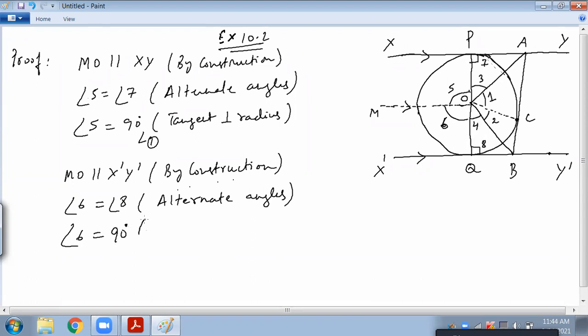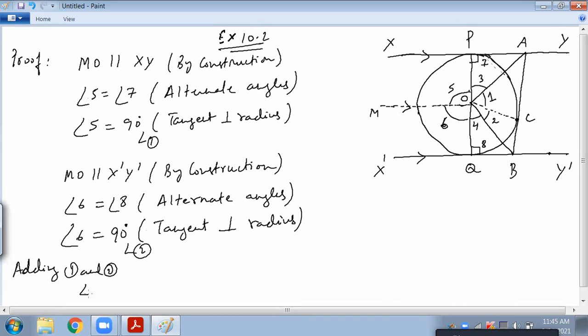We know that angle 8 will be 90. Why? Tangent is perpendicular to radius. Mark it 2. Okay, so we got 5 and 6. 5 is also 90, 6 is also 90. Now we'll try to show that POQ is a straight line. To show that, we have to show 5 plus 6 is 180. Now, if you add these two equations, we'll get angle 5 plus angle 6 equal to 90 plus 90. When we add the two equations, we add the left hand side together and we add the right hand side together.